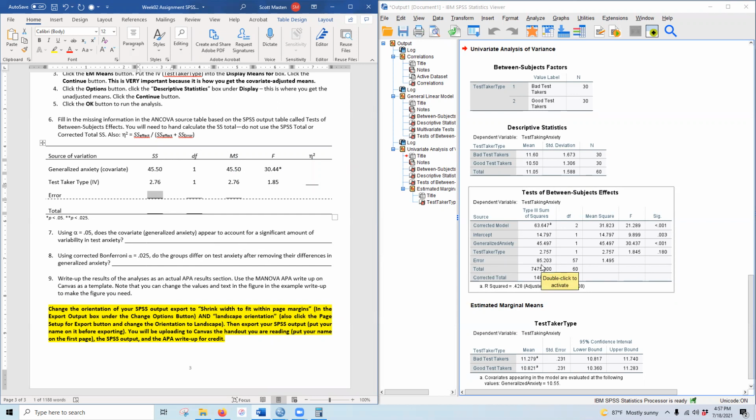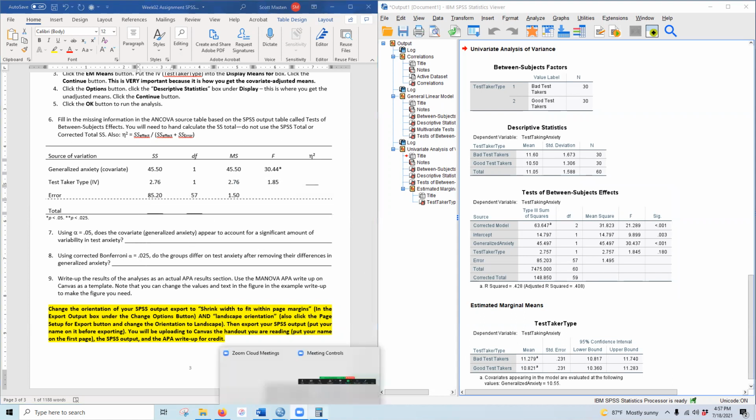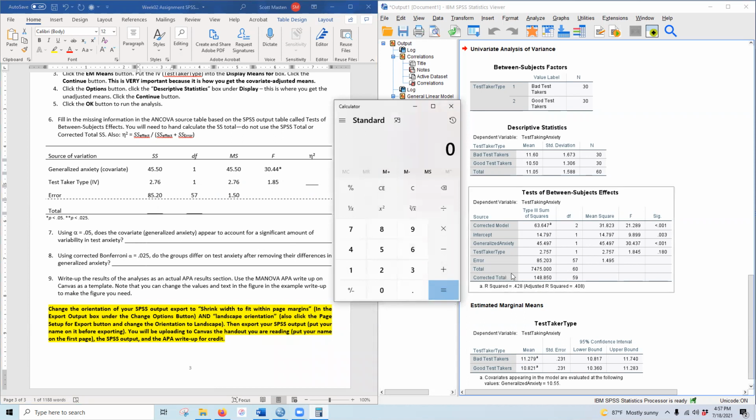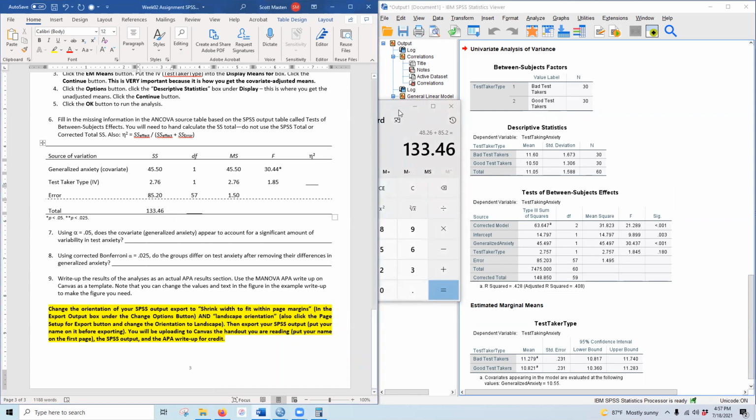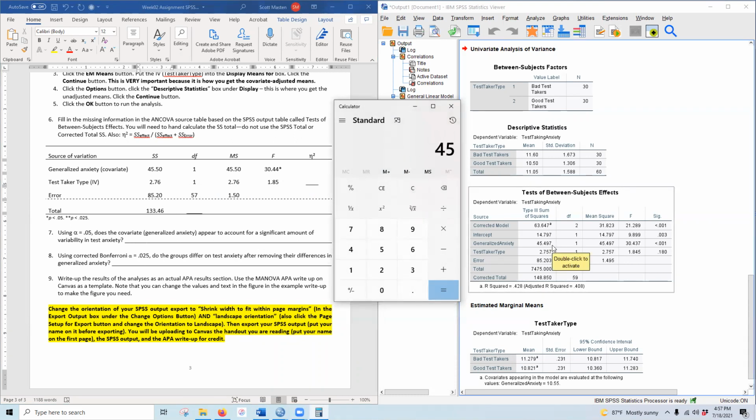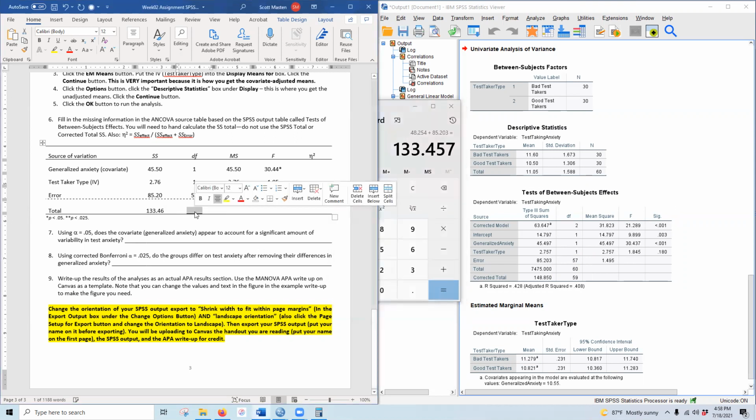So our error is 85.20. Degrees of freedom for error is 57. Mean square is 1.495, so 1.50. And for totals, again, just add this stuff, folks. You never know if one of these total or corrected total will be right, so I say just add it. 45.50 plus 2.76 plus 85.20 is 133.46. Let me double check that the long way: 45.497 plus 2.757 plus 85.203. I get 133.457, so 133.46. And degrees of freedom, I can do that one in my head: 57 plus 1 is 59.